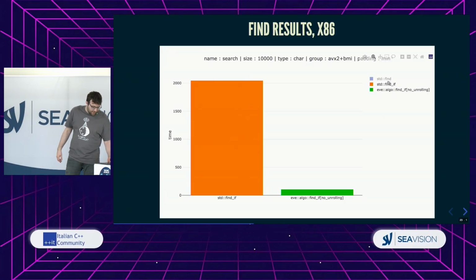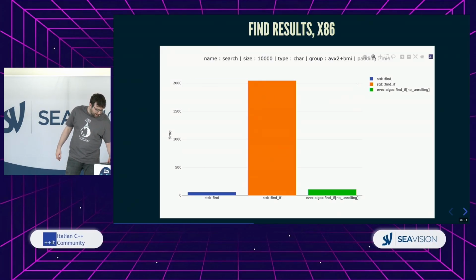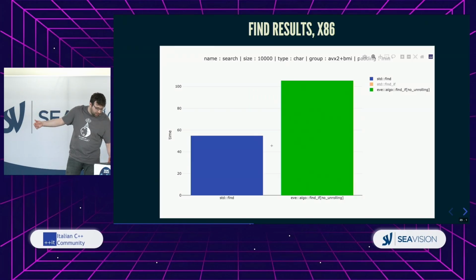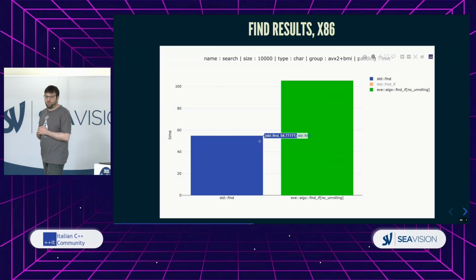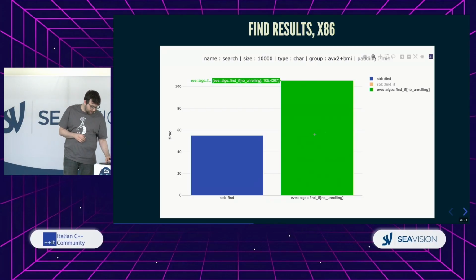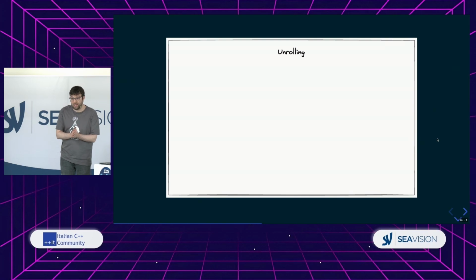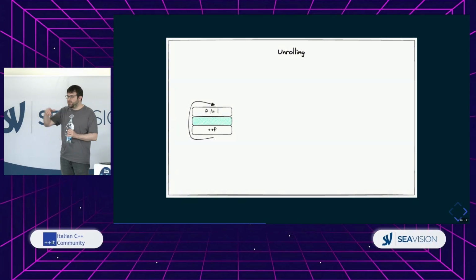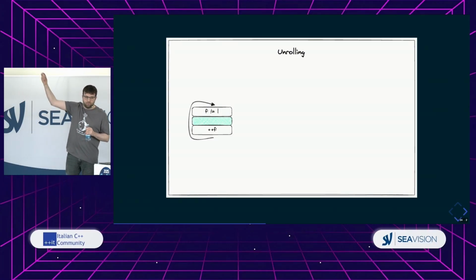Okay. And now let's add std find to the mix, which calls memchr, and that is another 2x faster. What's going on? Well, what's happening is unrolling. What we wrote is not unrolled, and what they did is unroll. Let's have a look at unrolling. So this is our basic loop structure, like while first not equal last.